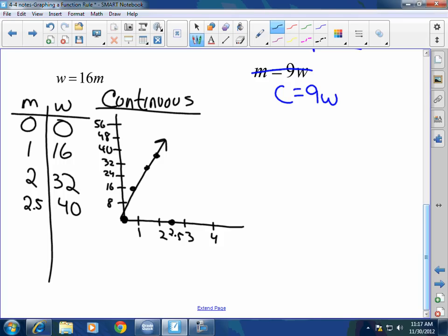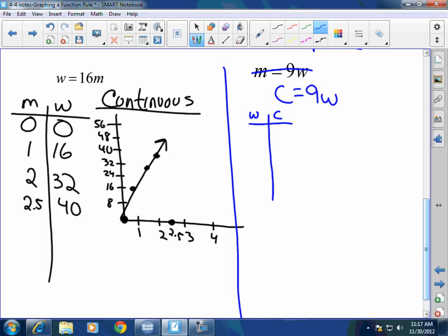Now, let's go over here. C equals 9W. We're going to make a little table where W is the number of wheels of cheese bought and C is the total cost for that. If I buy 0 wheels of cheese, I pay $0. If I buy one wheel, 9. 2, 18. Can I buy 2.5 wheels? No. Guys, it comes in a whole wheel.